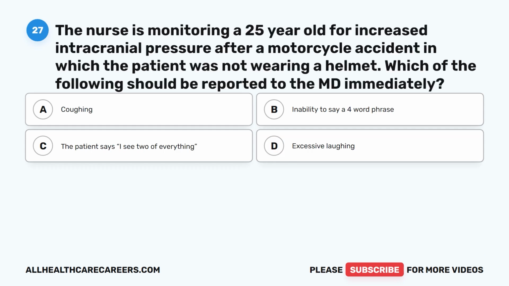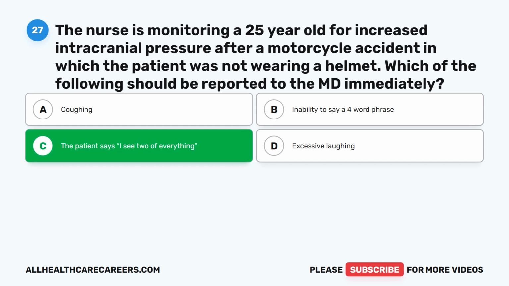Question 27. The nurse is monitoring a 25-year-old for increased intracranial pressure after a motorcycle accident in which the patient was not wearing a helmet. Which of the following should be reported to the MD immediately? A. Coughing, B. Inability to say a 4-word phrase, C. The patient says, "I see 2 of everything," D. Excessive laughing. The correct answer is C.